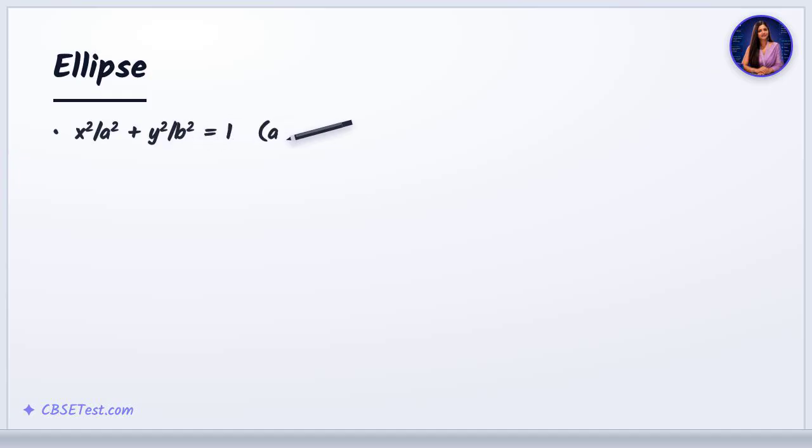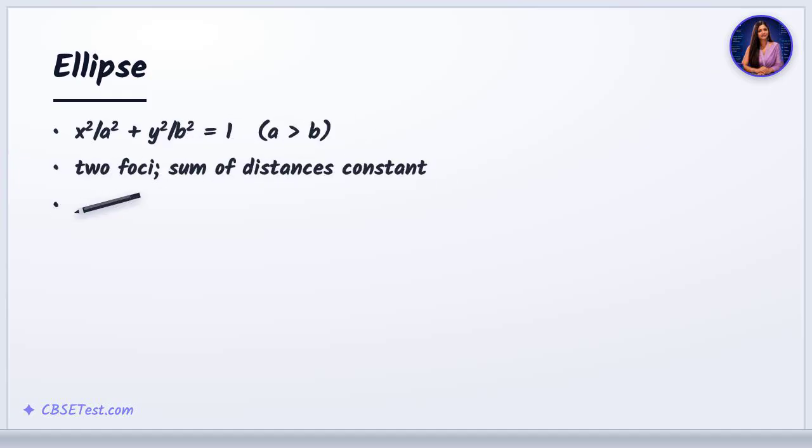An ellipse is the set of points whose distances to two foci add to a constant. Its standard equation is x squared over a squared plus y squared over b squared equals 1.